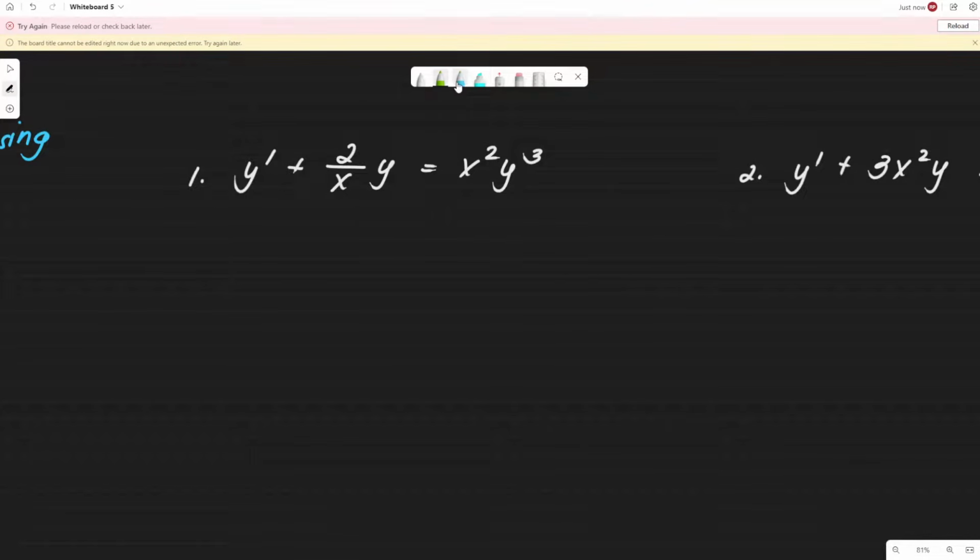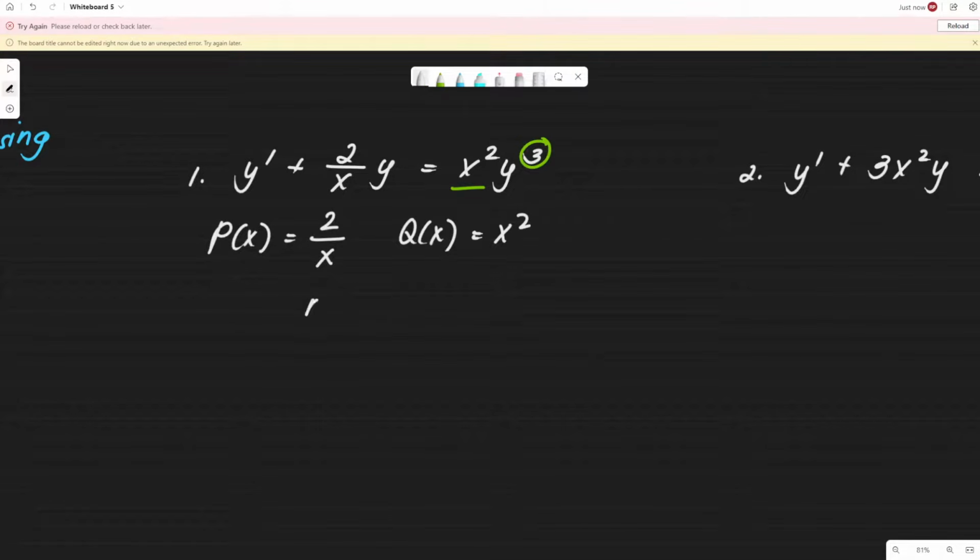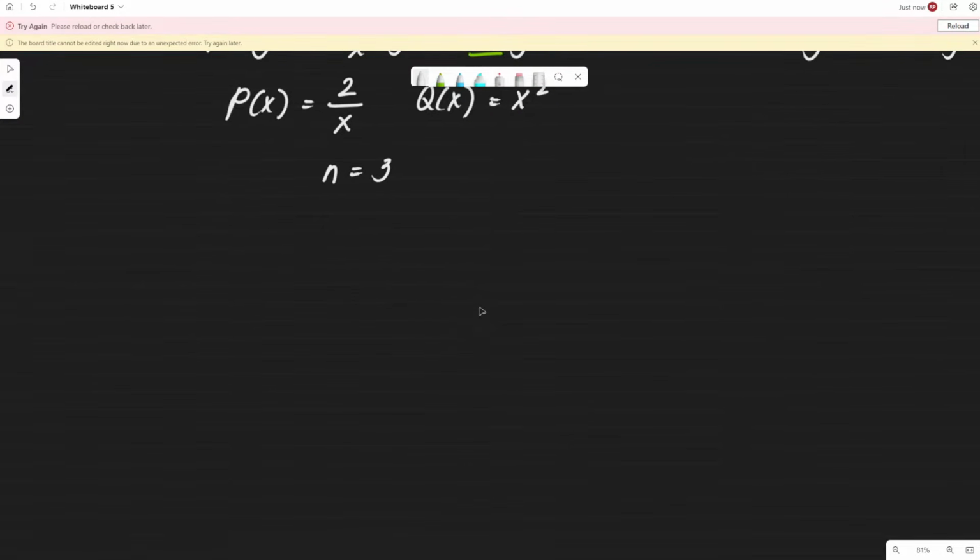Just identify. What is our p of x? It is the one attached to y only, which is 2 over x. Then our q of x is the one attached to y raised to n, which in this case is x squared. And what is our n? Of course, the exponent of y. N is equal to 3. Now we have identified the three things we need.